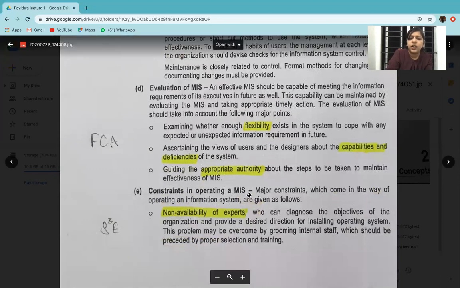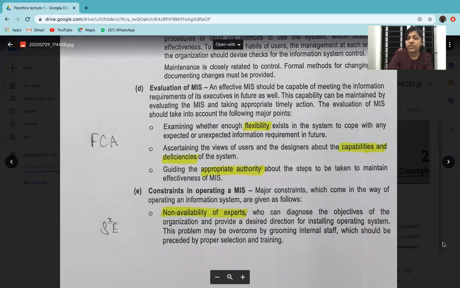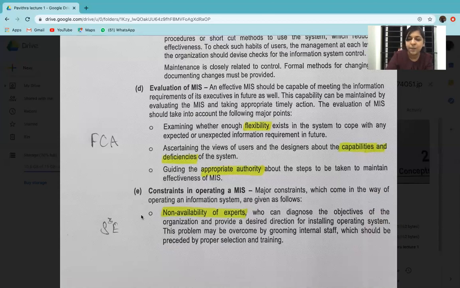So what are the constraints in operating such an MIS? Where does a problem usually arise when there's an MIS which is going on very smoothly? For that we have the keywords S3E, so 3S and 1E. What goes wrong is the non-availability of experts. Sometimes the experts just move on from one place to another. This is usually corrected by the other systems which come at the higher levels. So let us first look at what the constraints are so that we can correct them in the other system.